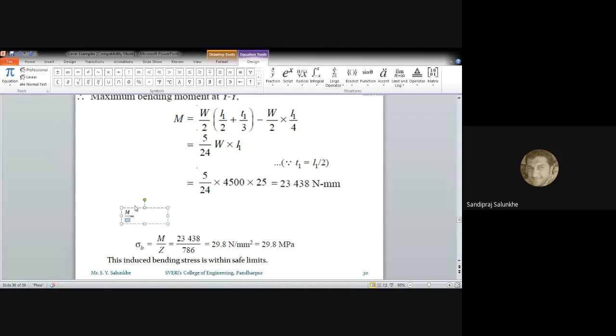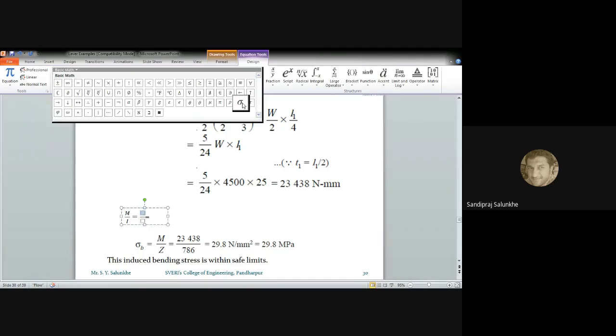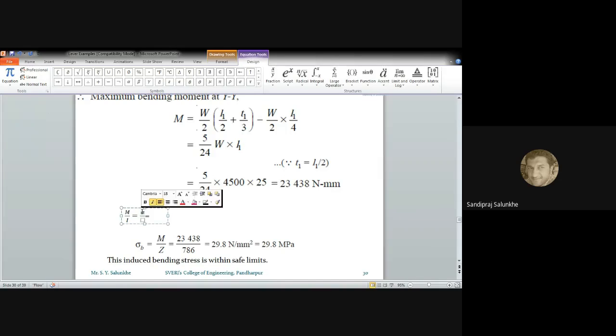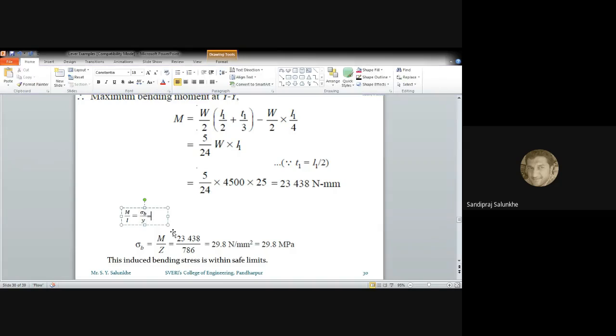M divided by I is equal to sigma B upon Y. This sigma B upon Y. So which section are you going to consider for taking this I?